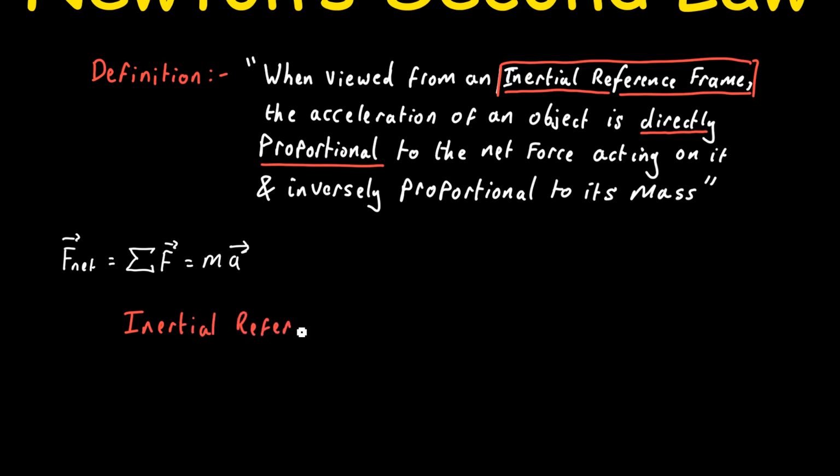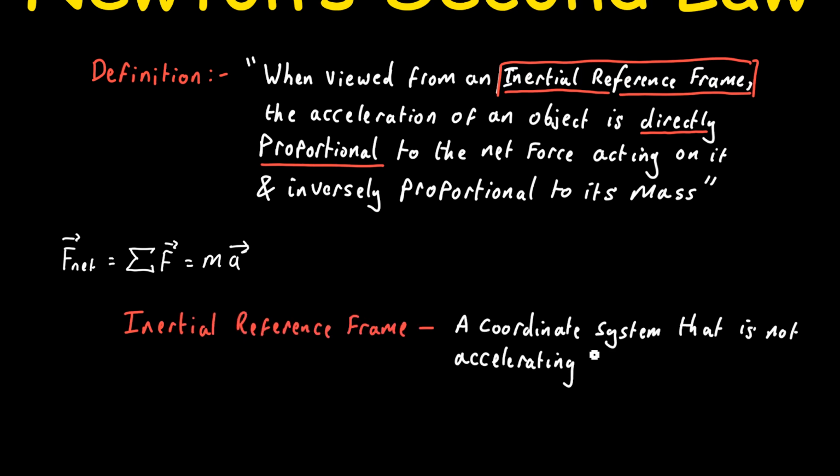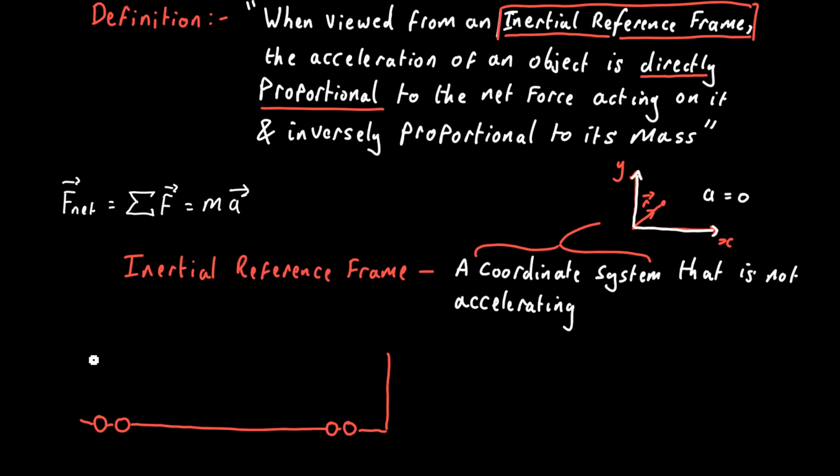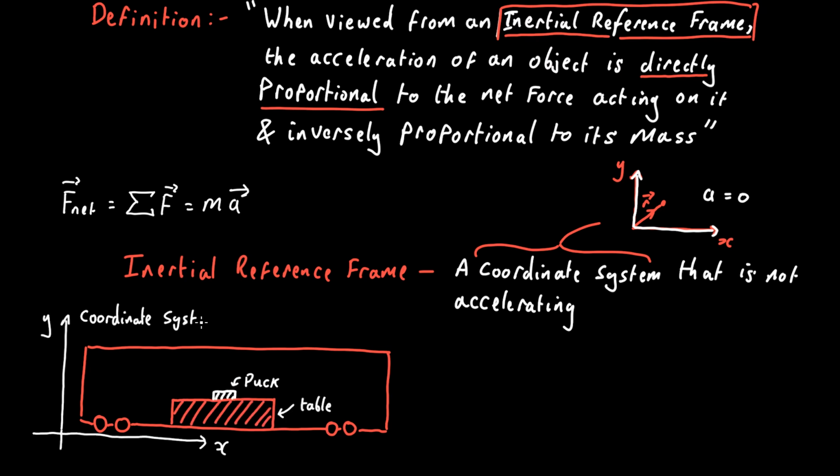Now, coming back to the part where our definition states, when viewed from an inertial reference frame, an inertial reference frame is simply a coordinate system that is not accelerating. So let's imagine instead of ice hockey, we're playing air hockey inside a train carriage. If our train carriage is not moving, or is moving at a constant velocity, our coordinate system is an inertial frame because our unique coordinate system inside the carriage is not accelerating. In this case, Newton's second law holds true.